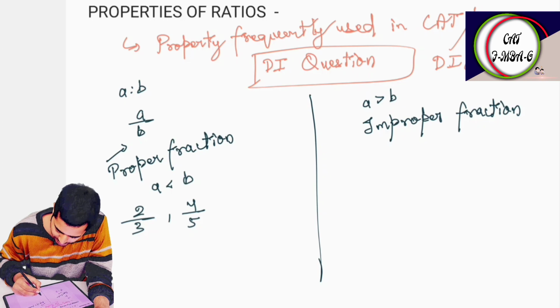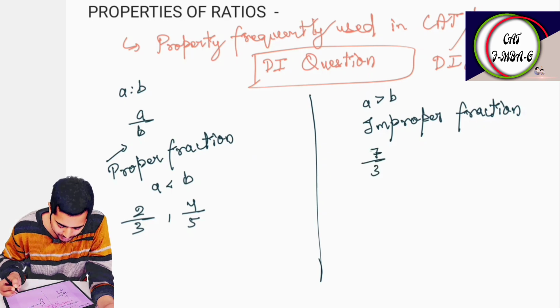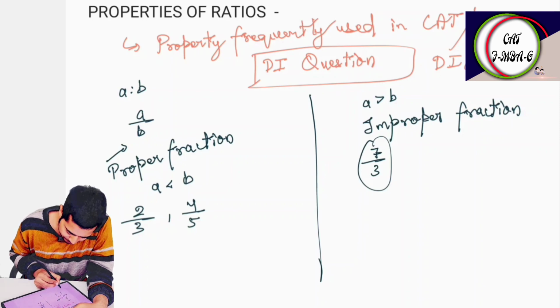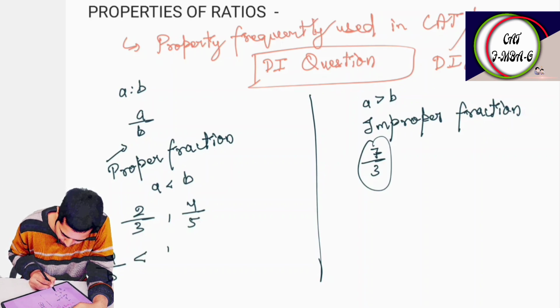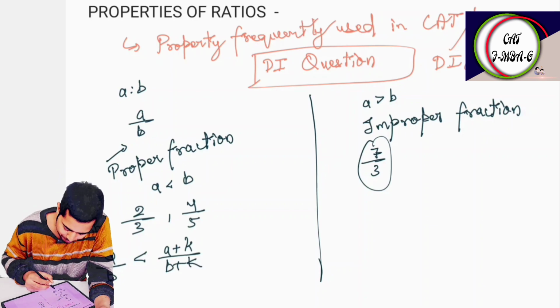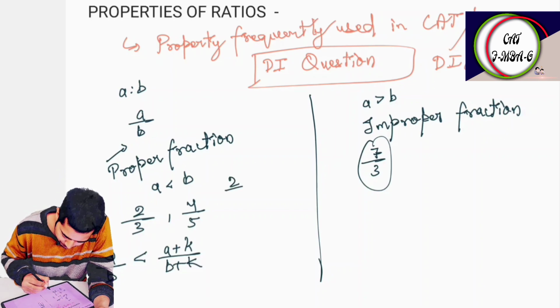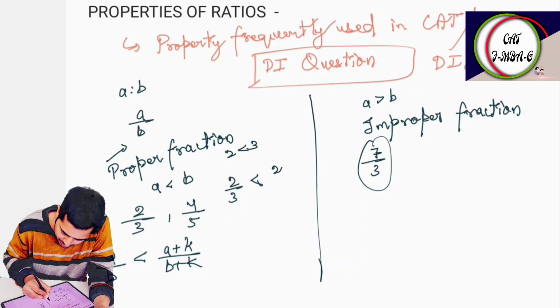So improper fraction: A is greater than B. For example, let us say 7/3. This is an improper fraction. So in this case, A by B, if A is less than B, it is also less than (A plus K) divided by (B plus K). For example, let us say 2/3, where 2 is less than 3. Then 2/3 is also less than, let us say, (2 plus 2) upon (3 plus 2).